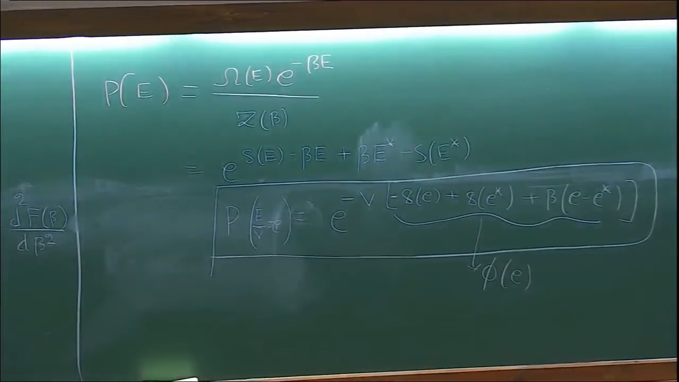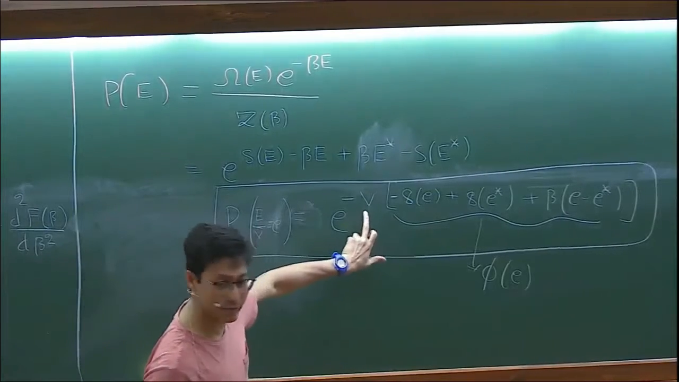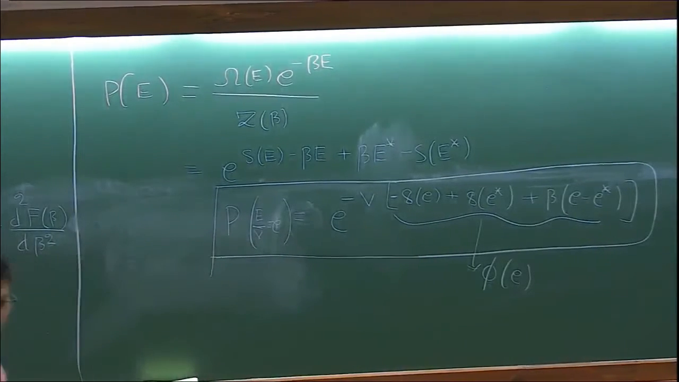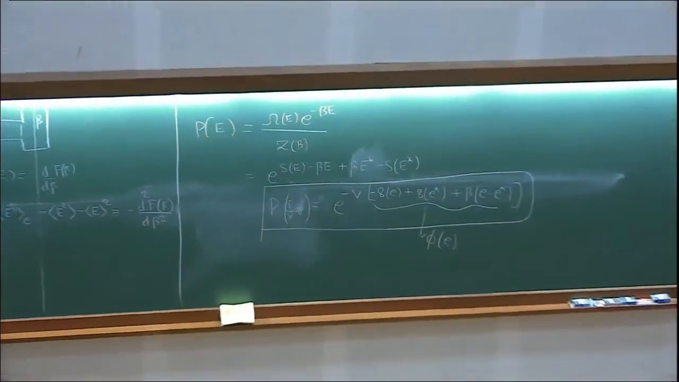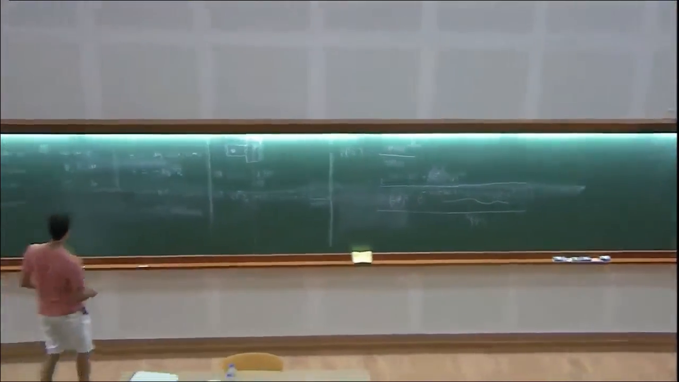So what does it say? It says that if I'm looking at energy fluctuations in the system which are of the order of the system size, then it is exponentially small in volume. This will be called a large deviation form, and phi is the large deviation function. So you have to remember that here we are looking at energy fluctuations which are large, of the order of the system size. Before I discuss more about this large deviation function, I give three examples, which I leave as an exercise to be discussed in the tutorial.